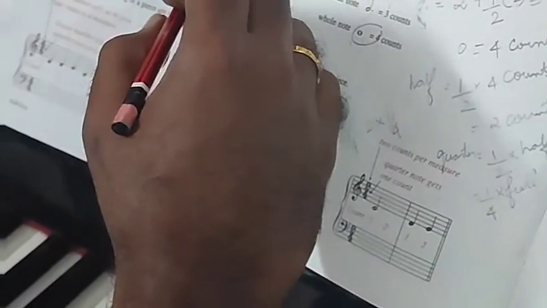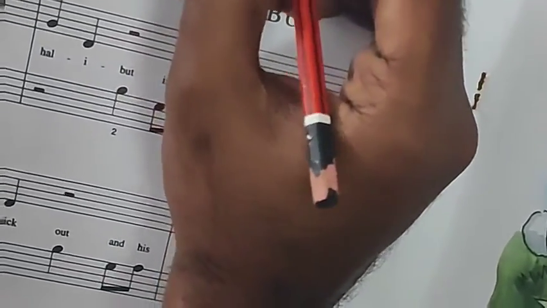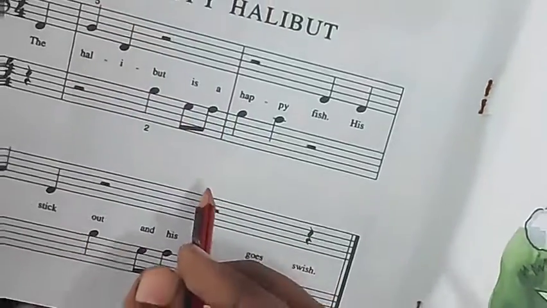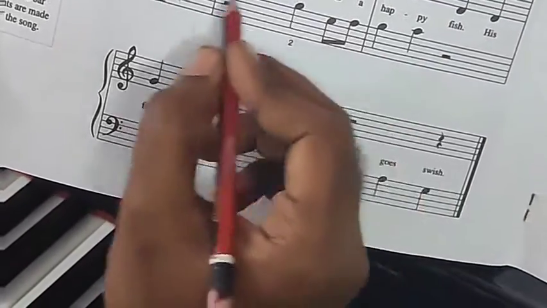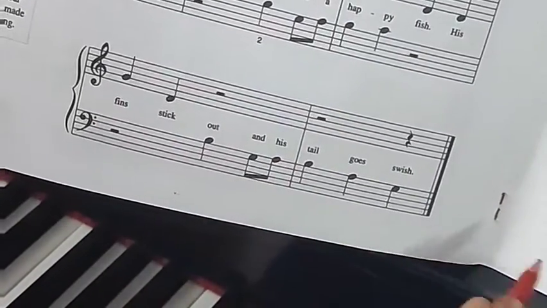Now, what happens when you want to play faster? Not all pieces will be slow. So when you want to play a little faster, if you divide it again by two, you get what is called an eighth note. As I've given here, 2 eighth notes equal one count. Now how do we find that? It's very simple. You can always count in any measure to check if that is the case.